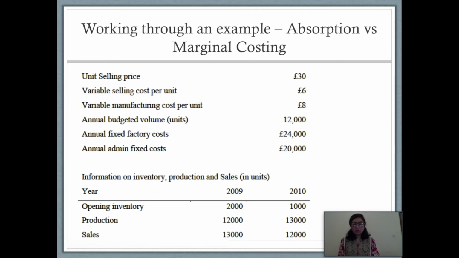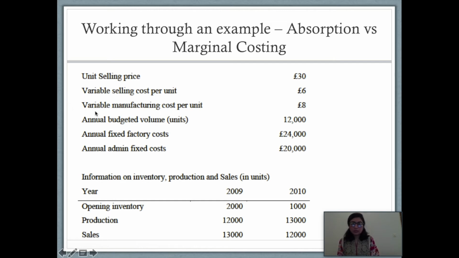So I want to do two things. Now we're going to read through the question, and then we're going to solve the question together on Excel, and I'm going to tell you how to use the Excel in between as well, right? Alright, so the question states that the unit selling price of the product is 30 pounds. The variable selling cost per unit is 6 pounds. The variable manufacturing cost per unit.